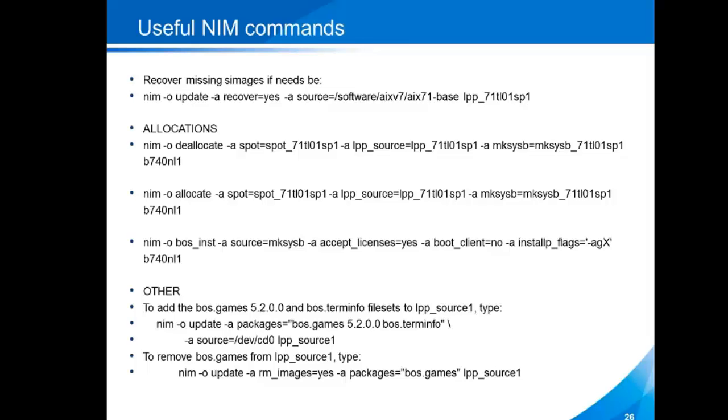Here I'm deallocating the LPP source, the SPOT and the MKSYSB from my B740 NL1, and then just below it I'm reallocating them. Then we have the bos_inst command as well. Down the bottom I'm showing you how to add individual filesets if you just want to update the bos.games and bos.terminfo filesets. You have to know the exact fileset name, but you can do that and point at it. In this case I pointed it at the CD and told it to update LPP source 1. You can also remove them, and that's what the rm_images flag is doing on this very last line.